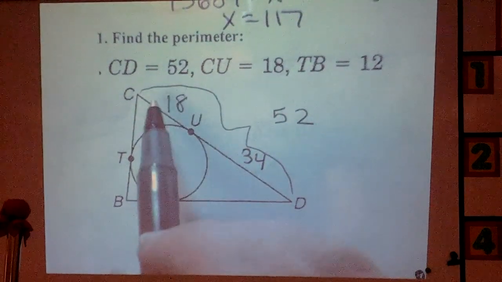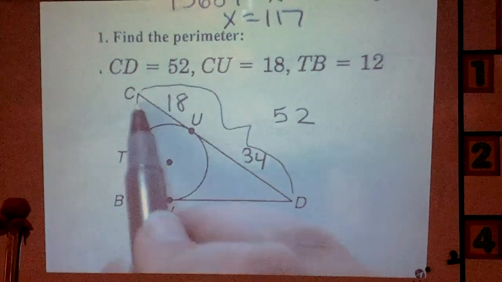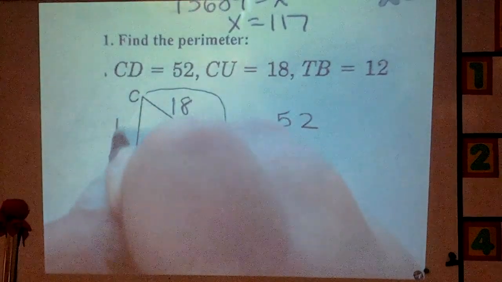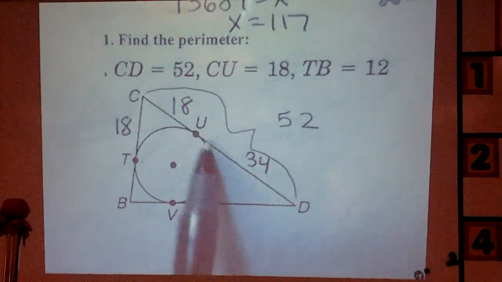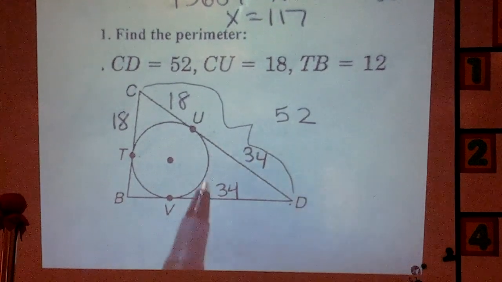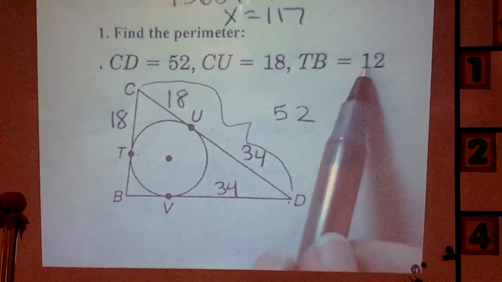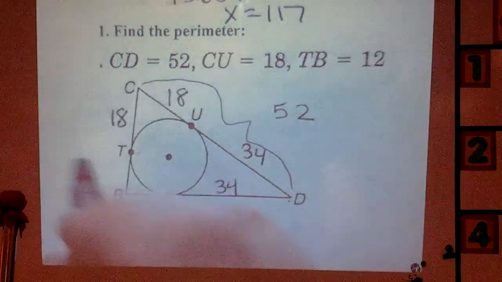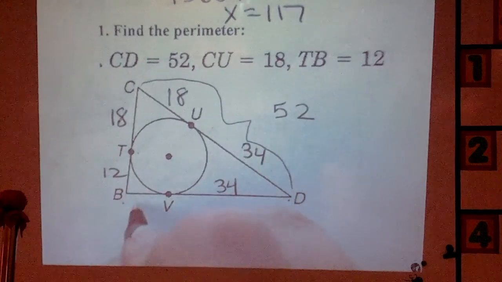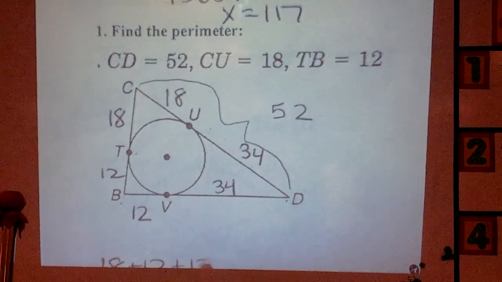And what did we just talk about in the previous problem about tangent segments? They're congruent. So CU is congruent to CT. So if this is 18, my other segment is 18. If this segment is 34, my other segment is 34. Now let's look at what other information is given to me. TB equals 12. Well, that's this bottom left segment. And if TB is 12, then VB is 12. And now I have all my sides that I can add together.